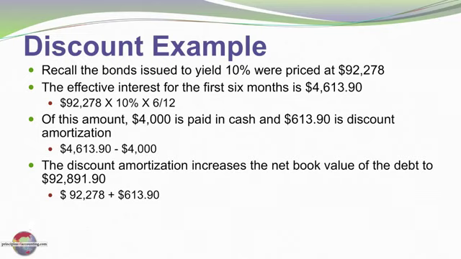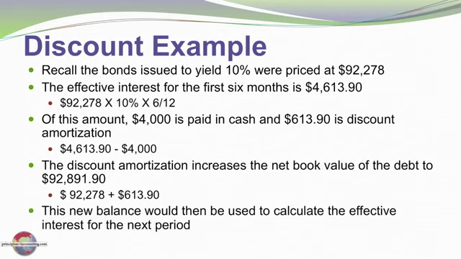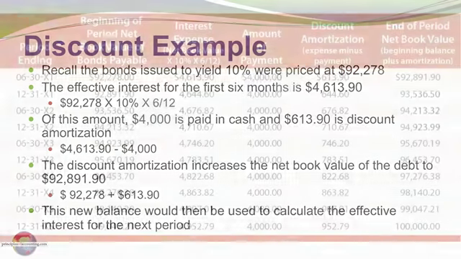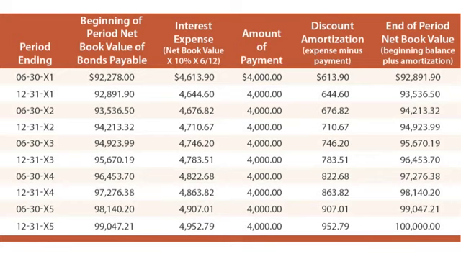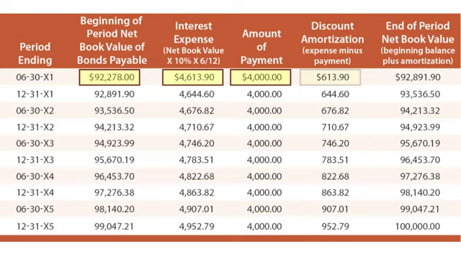That is the beginning balance of $92,278 plus $613. That new balance, that is the $92,891.90, would become the balance on which interest expense is calculated for the next period. Here's an amortization table. Again, this is reproduced in the book. We start out with our balance $92,278. We calculate interest thereon at $4,613. Compared to the $4,000 cash payment, gives us the discount amortization of $613.90, and that increases the balance to $92,891.90, which is the amount upon which interest is calculated for the next period, and the process repeats period after period.